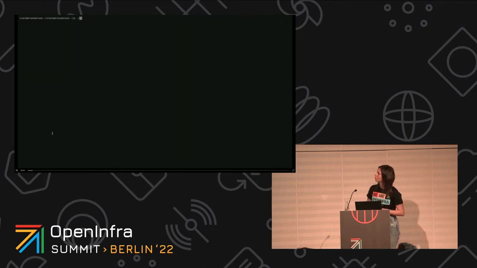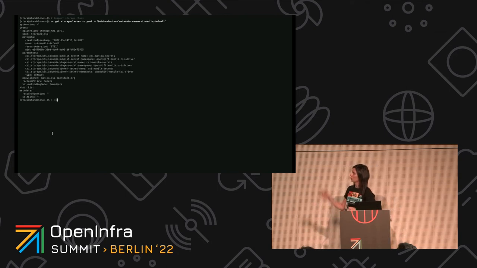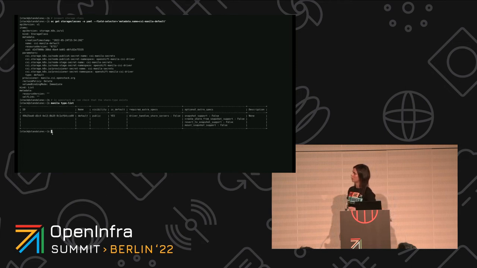All right, so we're going to start by creating the storage class that we mentioned. It's exactly the same storage class that we show in the slide. In our case, we have it already created, but we are showing the YAML, so you can take a look. We are going to take a look into the Manila CSI and check that the type is created. That is the type in the OpenStack side.